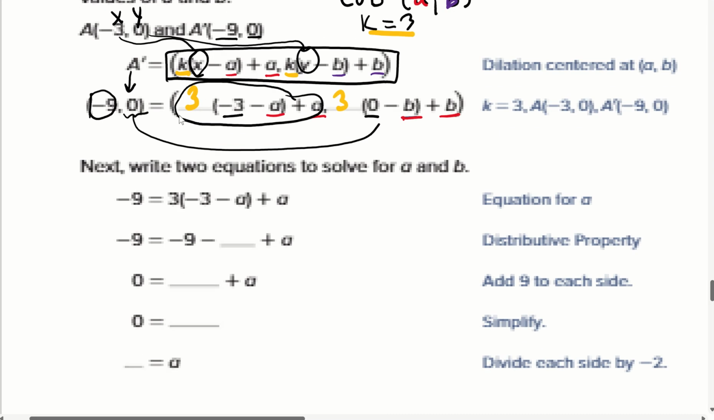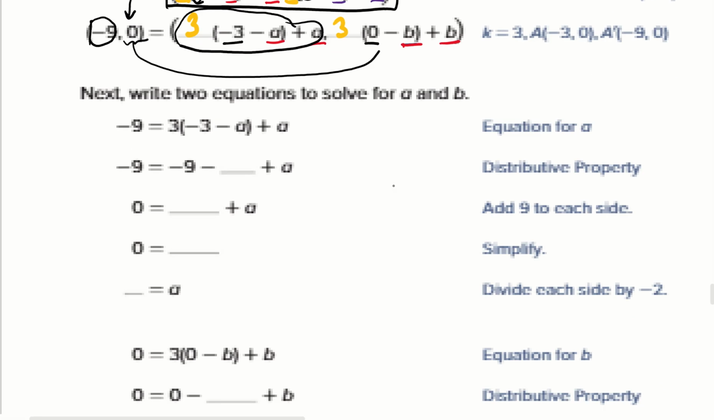So let's do negative 9 equals this part right here. And we're going to distribute. So negative 9 equals 3 times negative 3 minus A plus A. Now distribute. So we get 3 times negative 3 is negative 9. 3 times negative A is negative 3A. We got negative 3A plus A, and then we got this negative 9. So I'm going to add this 9 to both sides, and it's going to cancel, right? And so we have here negative 3A plus A. That's an A right there. It's hard to tell. Negative 3A plus A is negative 2A. Now if I divide both sides by negative 2, that's going to turn to 0, right? So A is equal to 0.